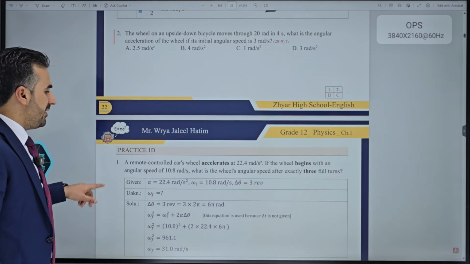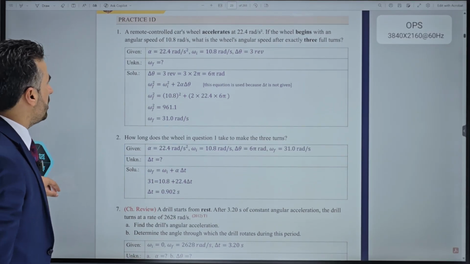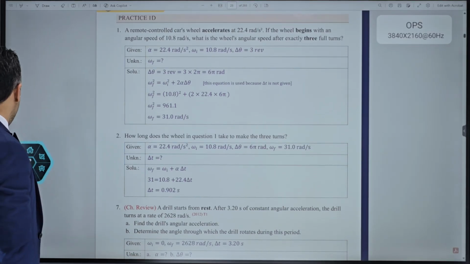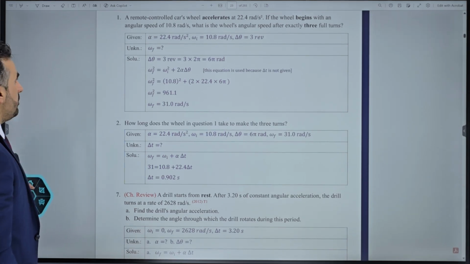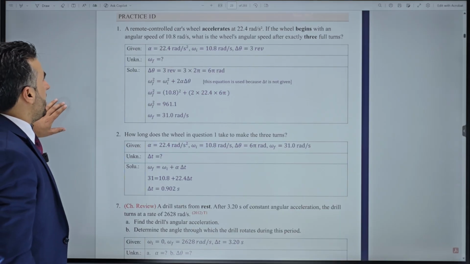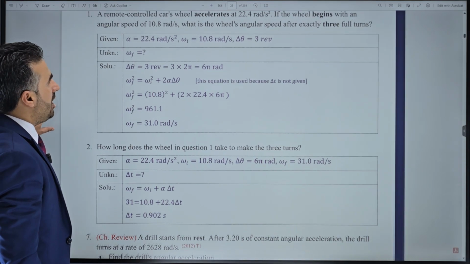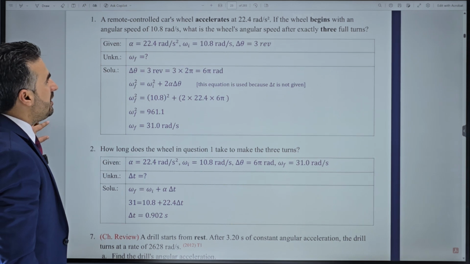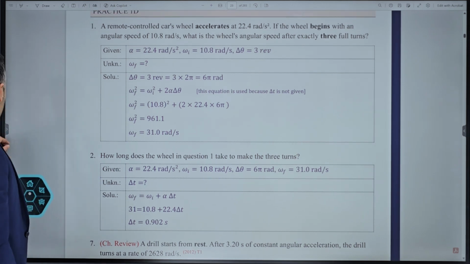Okay, moving to another question, and that is this one. It says a remote control car's wheel accelerates at 22.4 radian per second squared. If the wheel begins with an angular speed of 10.8 radian per second, what is the wheel's angular speed after exactly 3 full turns?